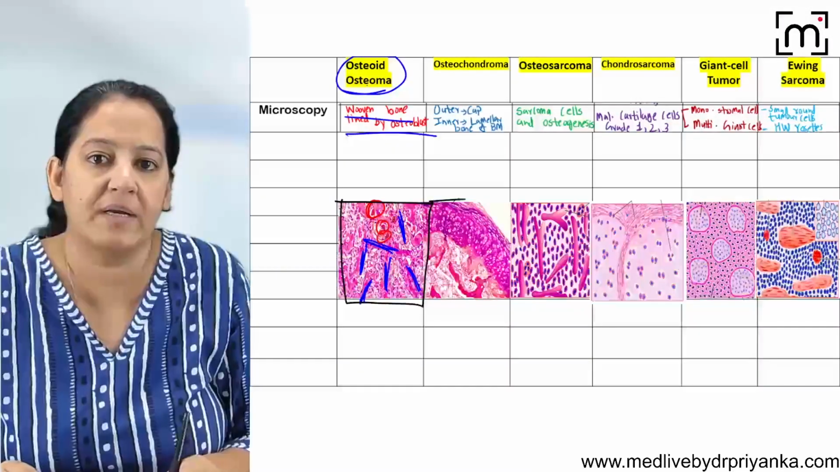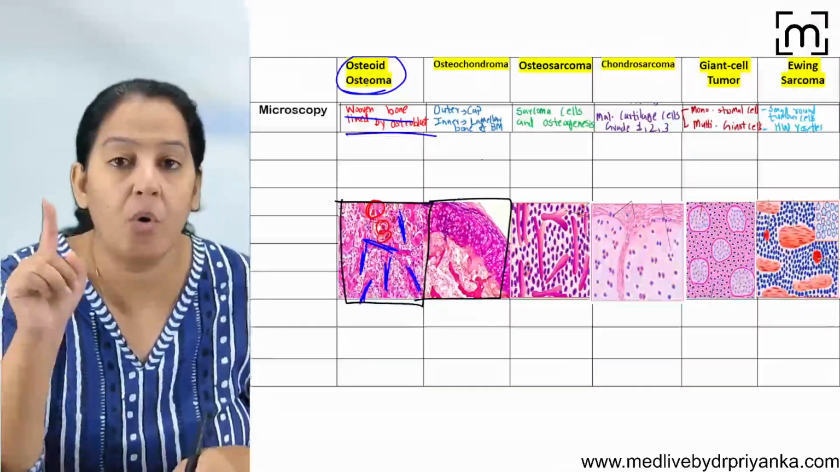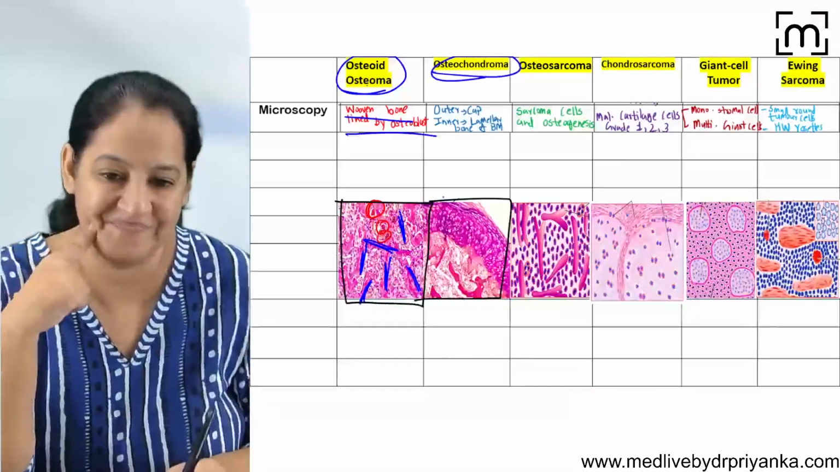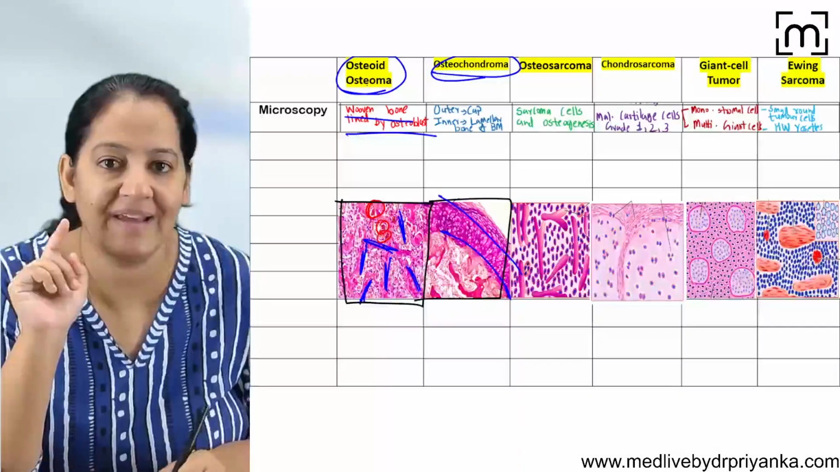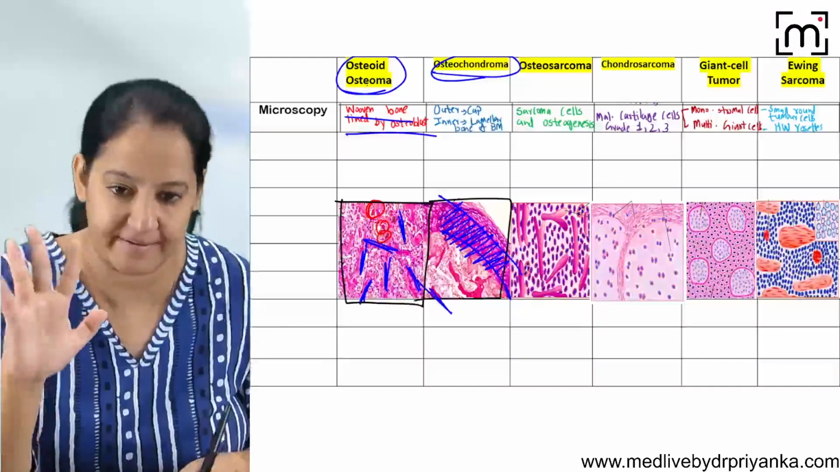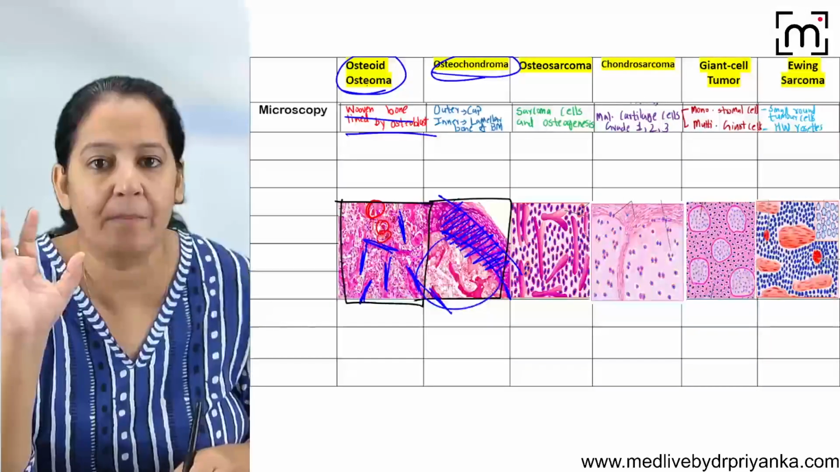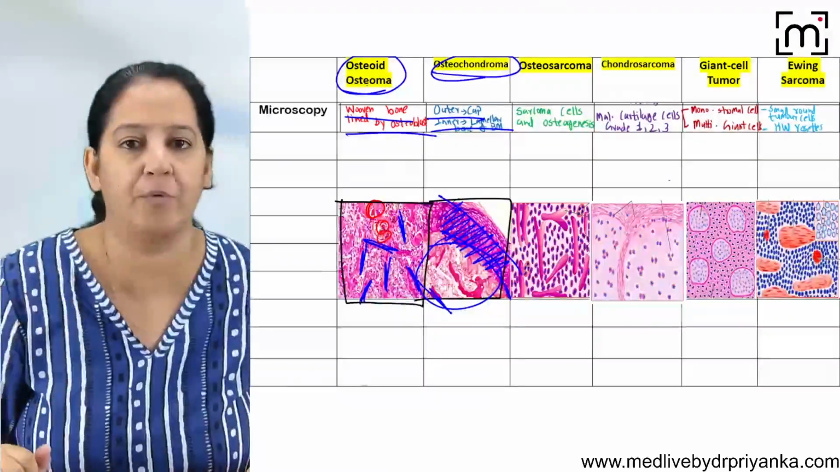Now coming on the next one. The next one, you can see it here. You can appreciate osteochondroma. In the osteochondroma, we are having two portions, outer and inner. Outer portion is cartilage, mature benign cartilage, and inner is lamellar bone and bone marrow. So outer is cartilage, inner is lamellar bone and bone marrow.